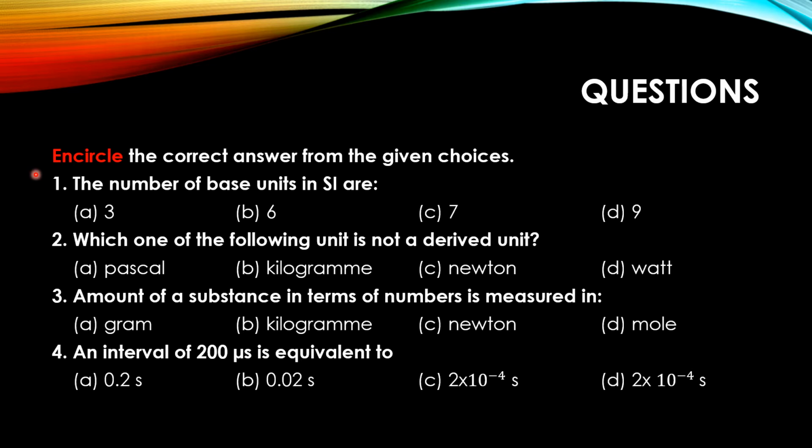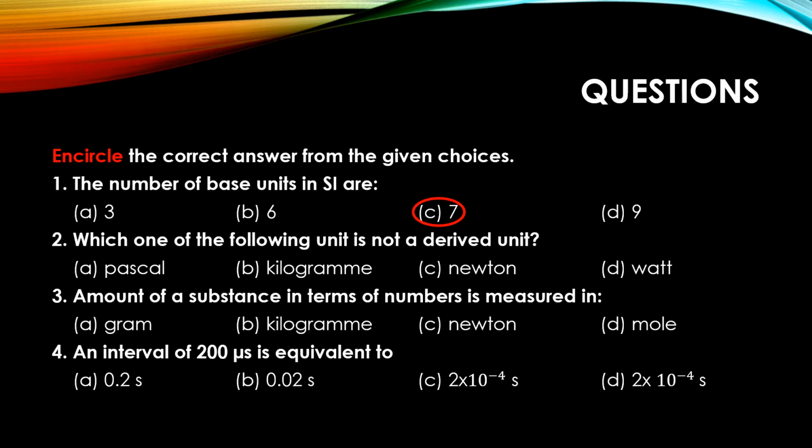Number 1, the number of base units in SI are, option A is 3, option B is 6, option C is 7, and option D is 9. To me, the C option is correct, as the number of base quantities is 7, so the number of base units will also be 7. So C, 7 is the right answer.